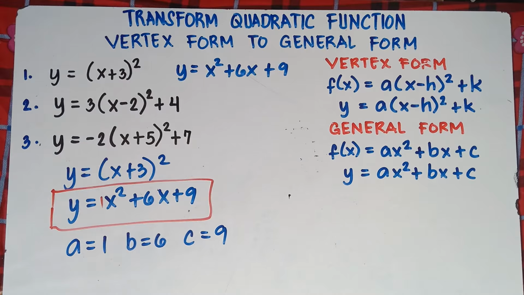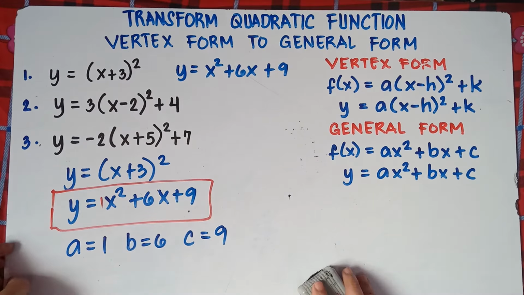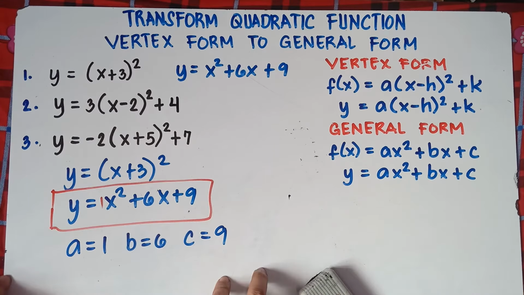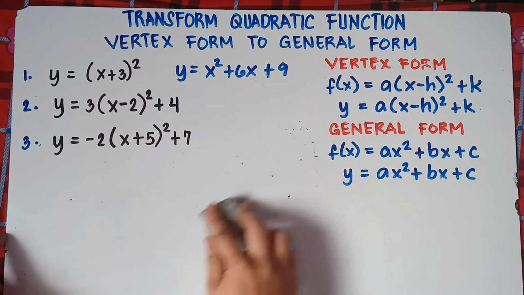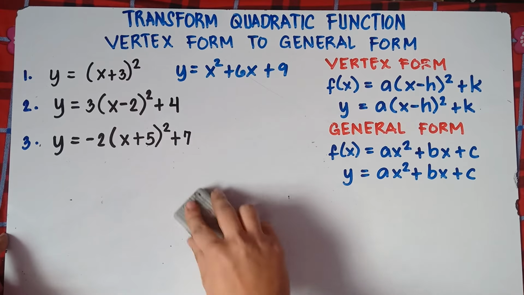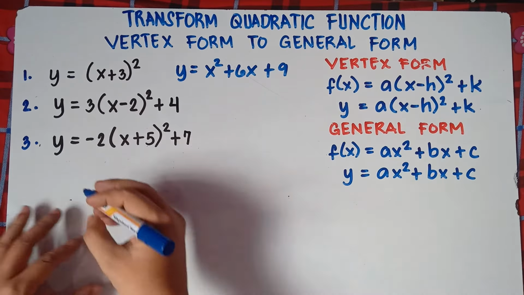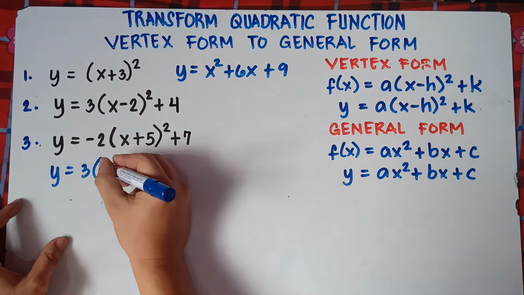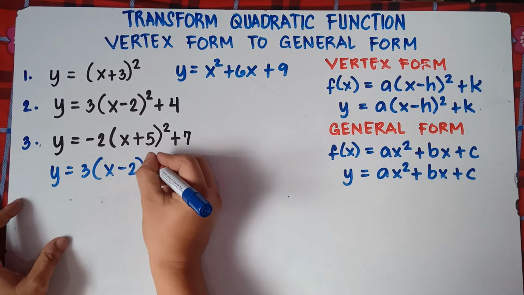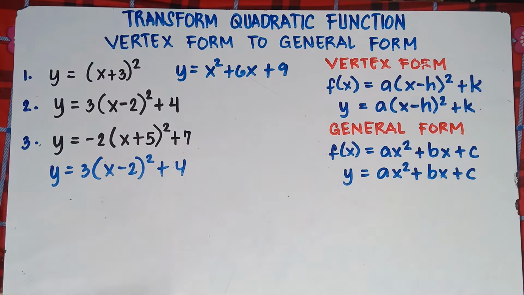Alright, so let's answer number 2. So pause the video, class. I will be erasing this one for number 1. That's the answer for number 1, class. Easy for number 1. Alright, so let's try number 2. So this will be y equals 3 quantity x minus 2 then squared plus 4.